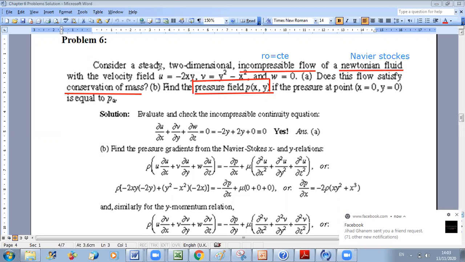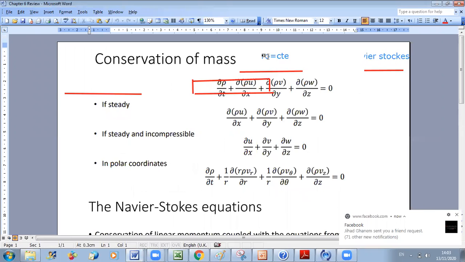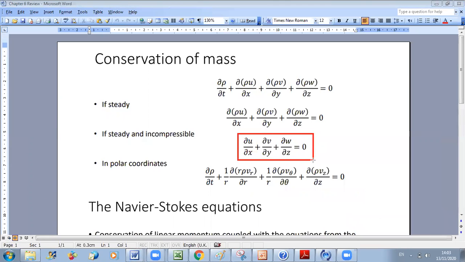Since we have incompressible flow, if I go to our formula sheet, I am in which case here? I have steady and incompressible flow. So I can deal with this relation because rho is constant. Even if it's not steady, whenever rho is constant, this term will cancel, and rho will be simplified from my relation. So I get del u by del x plus del v by del y plus del w by del z equals 0. This is the condition.